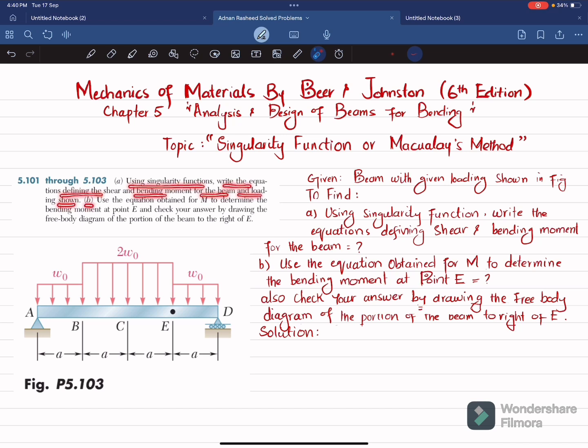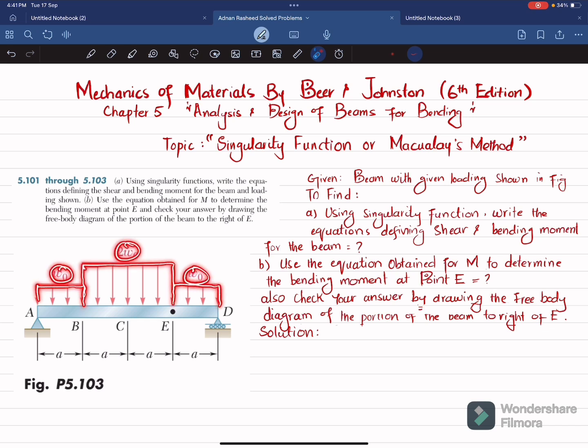And in part B, use the equation obtained for M to determine the bending moment at point E, and check your answer by drawing the free body diagram of the portion of the beam to the right of E. So you can see this is a simply supported beam having pin support at A and a roller support at D, and the distributed load from A to B has magnitude W naught, from B to E has magnitude 2W naught, and from E to D it is W naught.